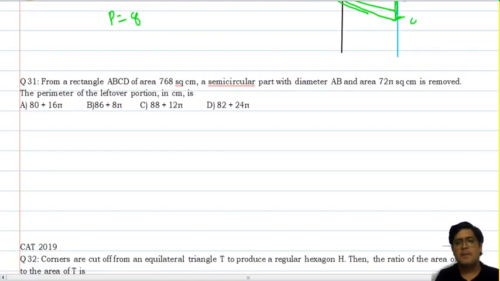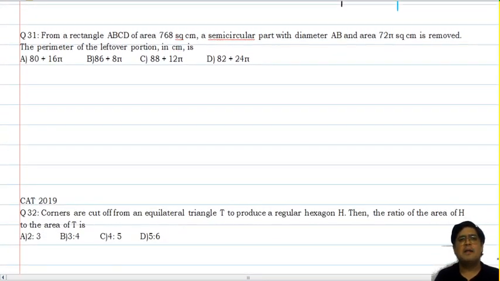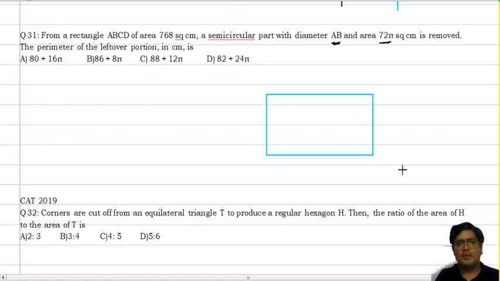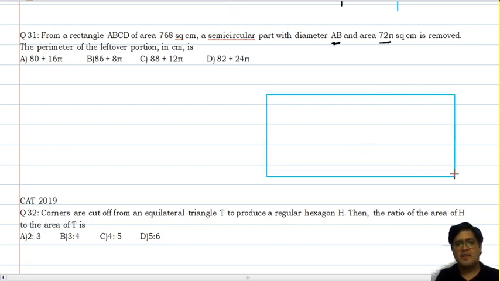What does this question say? From a rectangle ABCD of area 768 square centimeters, a semicircular part with diameter AB, area 72 pi is removed. What is the perimeter of the leftover portion? Okay, so let me first draw a rectangle. We have not been given dimensions of the rectangle here.